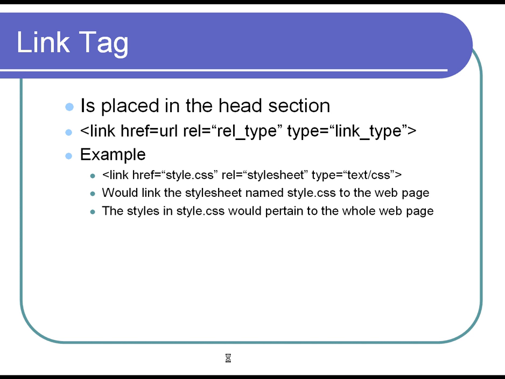Let's say we had a file out there called style.css, and you should name them ending in CSS. The rel it's going to be a style sheet. Put that in there, and then type is text/CSS. You probably should put all parts in this. Although some are optional, it's a good idea to get this practice. It would basically link a style sheet called style.css to that web page, and these styles would pertain to the whole web page, so you can see you can have these styles linked in other web pages as well.